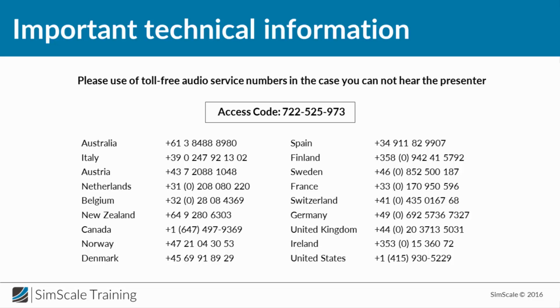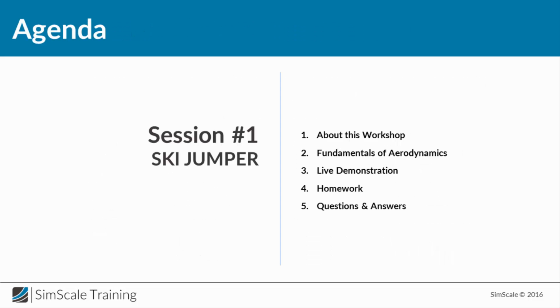working fine. Today is our first session, where we will talk about the aerodynamics of a ski jumper. Let's first of all talk a little bit about today's agenda. First, I will give you some very crisp information about this workshop series: what the aim of the workshop series is and what we are going to do in the next couple of weeks. After that, we will talk again about the very fundamentals of aerodynamics, which you should know to be able to understand the topics we're going to talk about during the session.